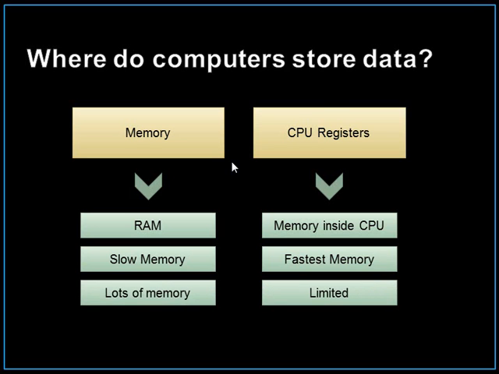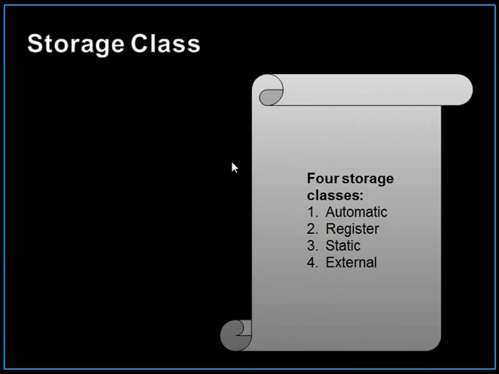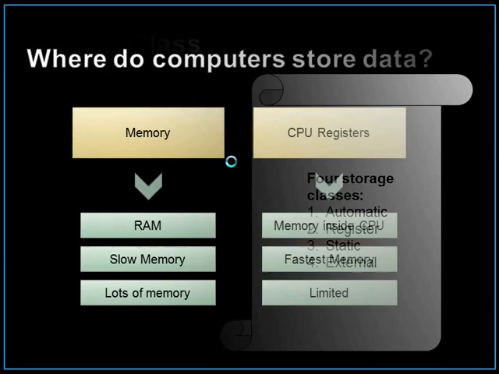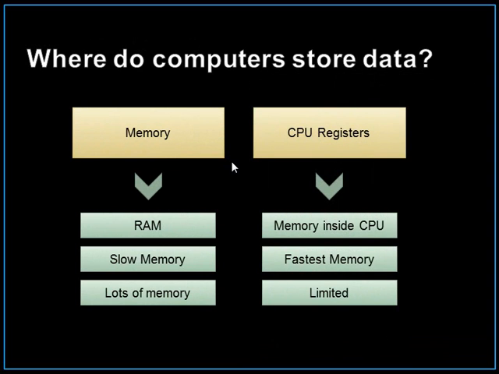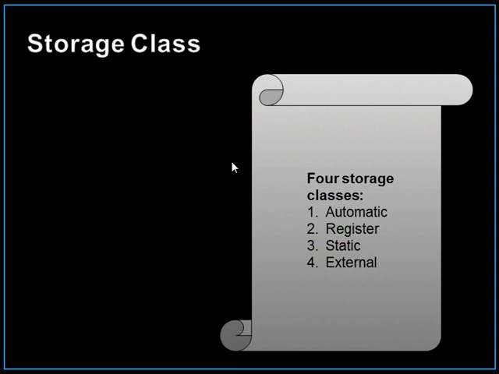Now RAM contains a lot of memory. It is unimaginably vast for your program, right? And CPU registers are limited in number. Now here comes storage class. This is important for you to know, right? Now there are four types of storage classes: automatic, register, static, and external.